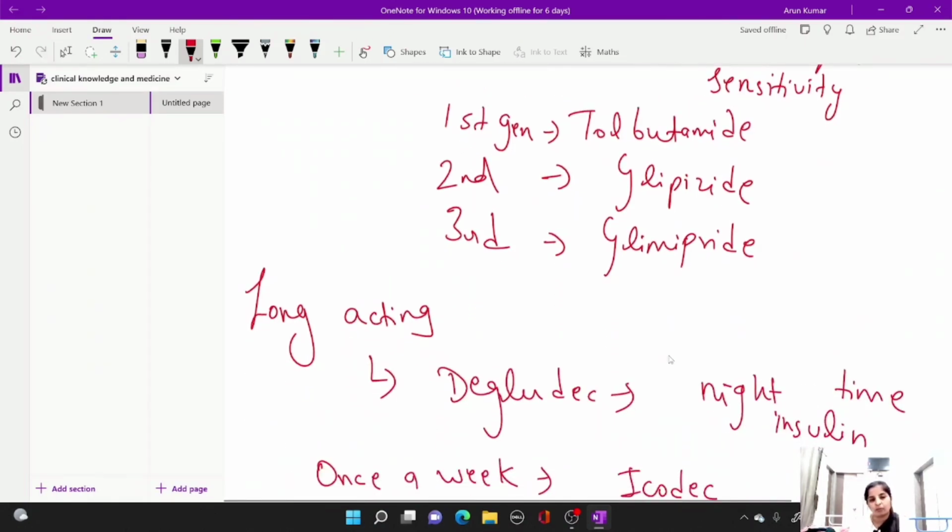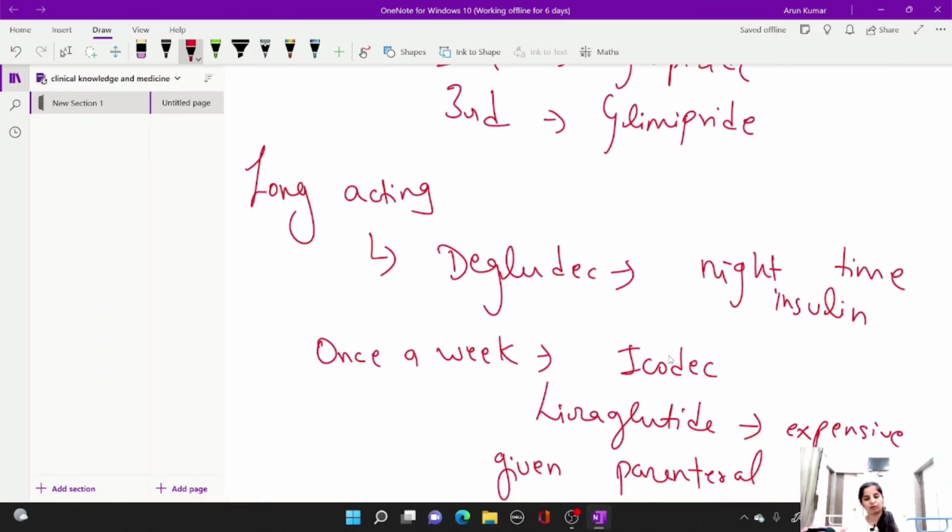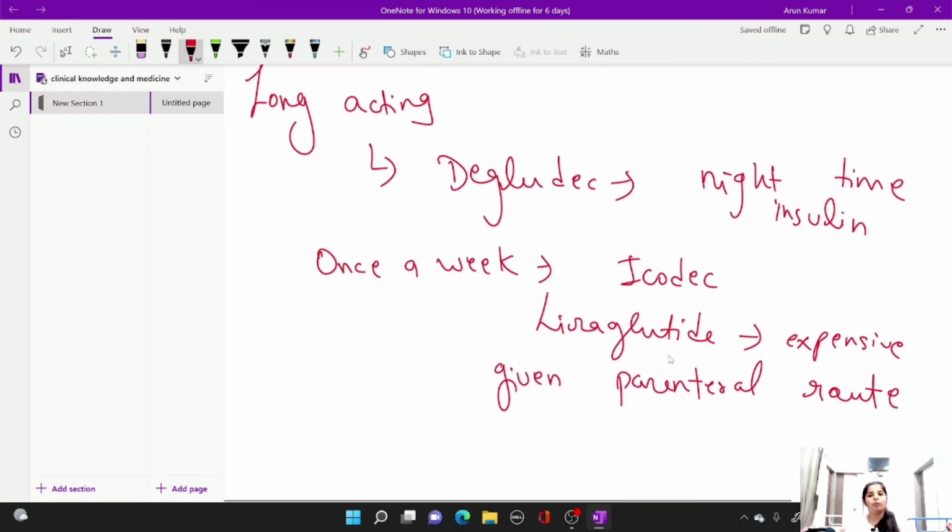Now the long-acting medicine is degludec, which is also known as nighttime insulin, because it has a longer duration of action, more than 24 to 42 hours. So it is preferred for the night time. And then there is a drug which is given once a week, which is liraglutide, which is expensive and is given by the parenteral route.